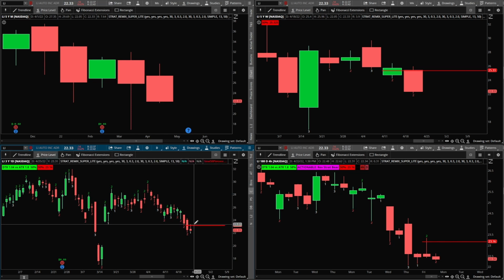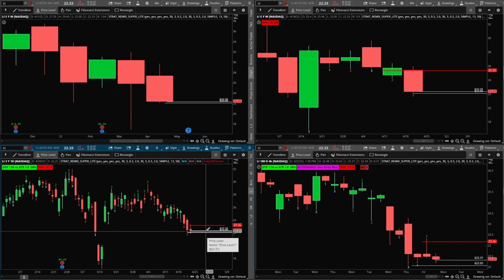Okay. So you got a 2-1 on the day, so you'd be looking at a 2-1-2 probably downside. First price target, not much. You got $22.31 as your entry. Target of 22.05. So not even 30 cents.